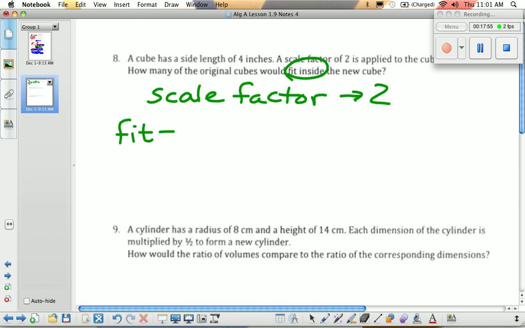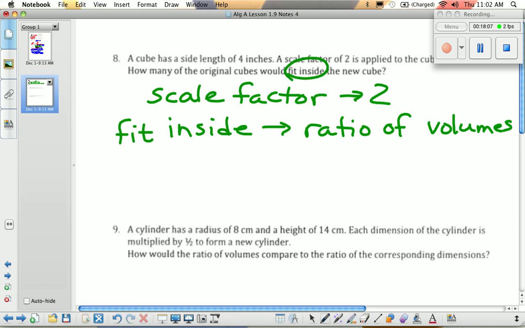Let's write that down. Fit inside tells us we need the ratio of volumes. How many would fit inside? We need to know the ratio of volumes. How many times bigger did it get? And we know it's going to get bigger because what? Scale factor is bigger than 1. So we know it's going to get bigger.